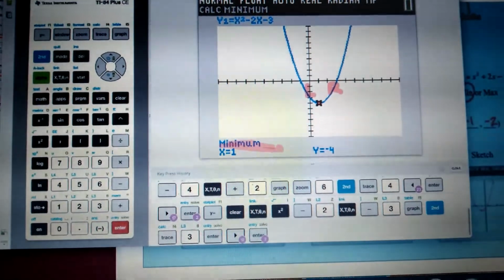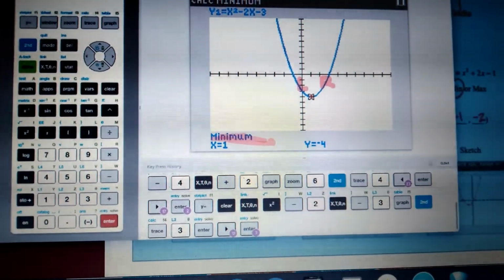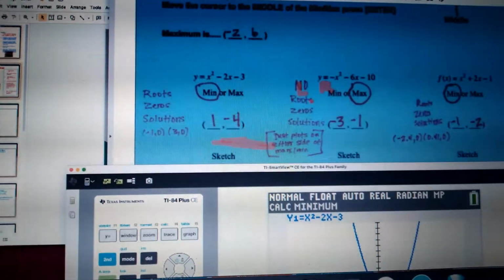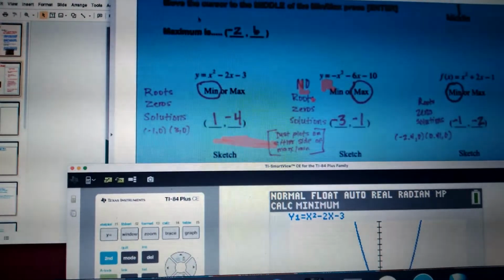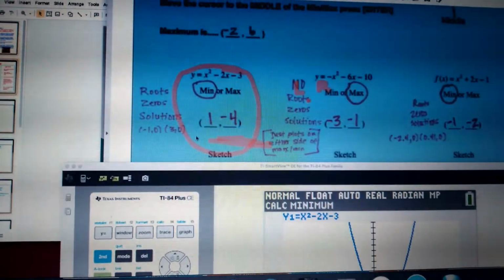Understand? Good. So we're going to write 1, 4 on the notes page. So here it is right here. All right, I'm going to circle. Here, I've got the answer key up. It's right here. Capiche?